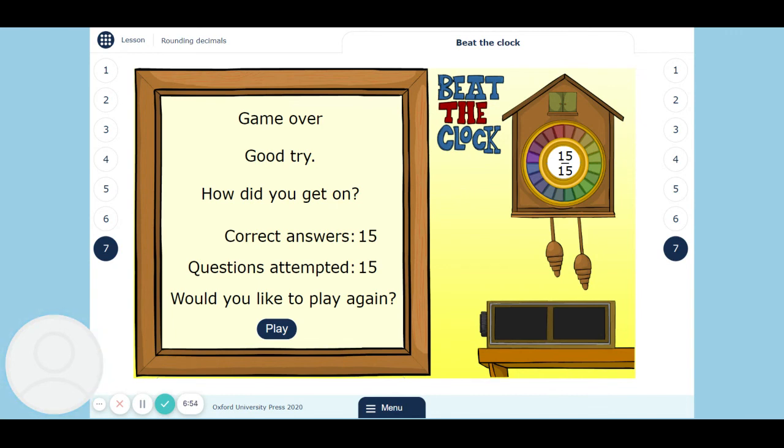Okay, now what I want you to do is have a go at this game to practice rounding decimals and then have a go at the homework. And if you get stuck with the homework, I've made a homework video as well. And if you're still stuck, then you can ask on Microsoft Teams. Just try to look back over this and think about how we round decimals. And if you get stuck, ask.